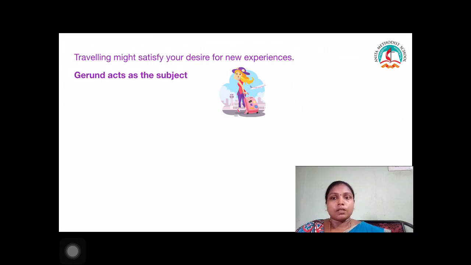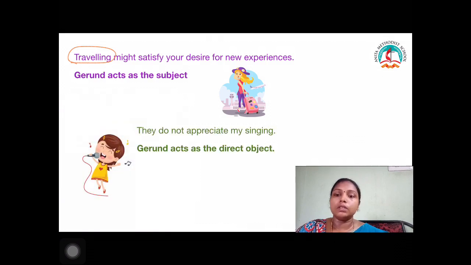The first sentence: traveling might satisfy your desire for new experiences. Here, traveling acts as the subject of the sentence. Next, we have gerund acting as a direct object. They do not appreciate my singing. Here, singing acts as the direct object.